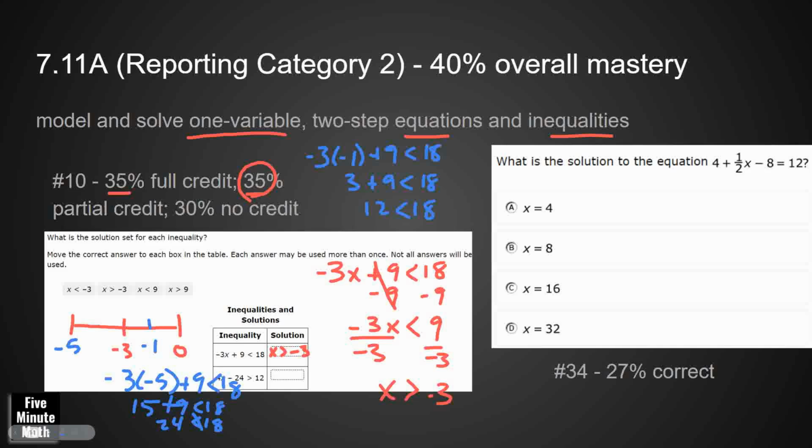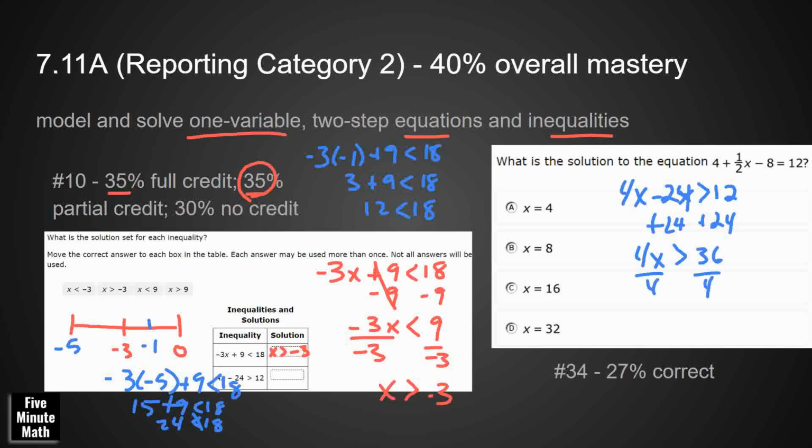Okay, now this other one, 4x minus 24, and I'm going to do that right up here. 4x minus 24. The x is already positive, so we don't have to worry about that, right? And that's going to be 24, not 2x. So let's add 24 to both sides. And let's just get 4x is greater than 36, divide by 4. And we've got x is greater than 9.